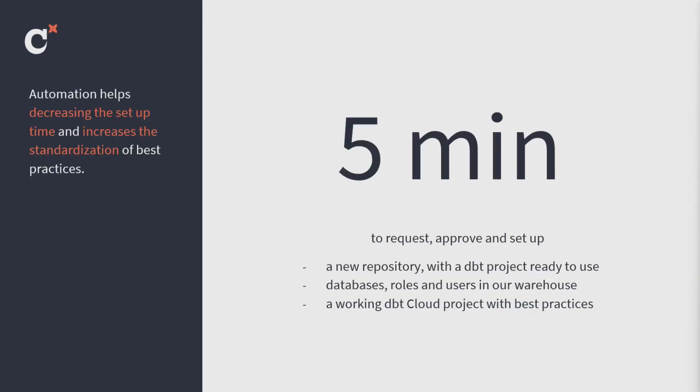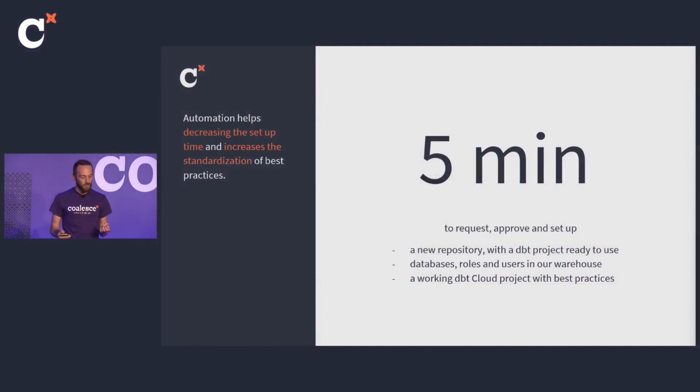5 minutes. That's the time it took between the HR team wanting a project and the moment they are able to query it and start building their first models. Without automation, we might be talking about a week from now. A week from now you might be able to get your project, or maybe next sprint. Now we can do all of that in 5 minutes.